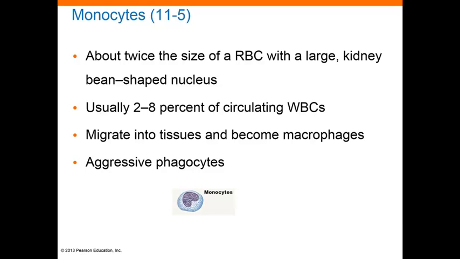Monocytes typically will migrate into tissues after circulating through the blood system, where they become residents and can become macrophages. Macro meaning large and phage meaning eater. These are very aggressive phagocytes. They do a lot of the cleanup of damaged blood cells and other tissue cells. They clean up garbage and excessive debris. If they encounter any foreign material, they will phagocytize that as well.